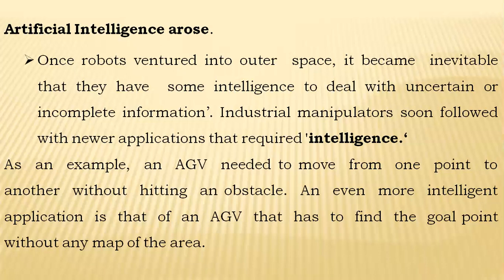Let us see one example: an AGV, or we call it an automatic guided vehicle. Here AGV refers to automatic guided vehicle, and this AGV is needed to move from one point to another without hitting an obstacle. Normally, if you give a program to the controller to move this device along the x-axis, y-axis or z-axis for a particular distance, it will move directly from the origin position, that is 0, 0, 0, to something like 10 or 11 along the x-axis. For example, the automated guided vehicle needs to move 2 kilometers from its source position.